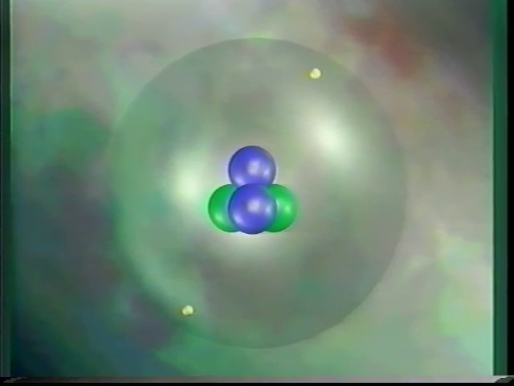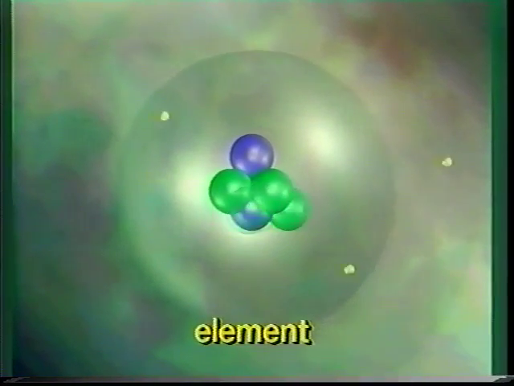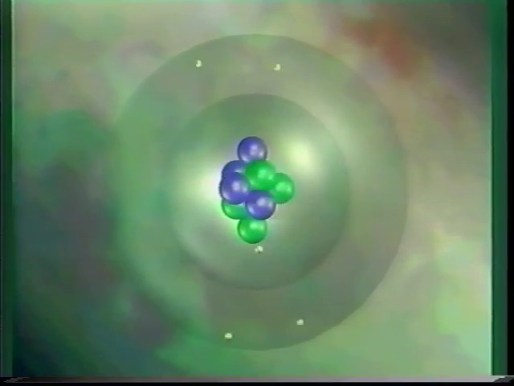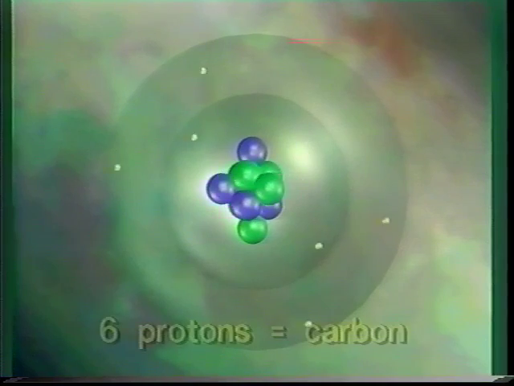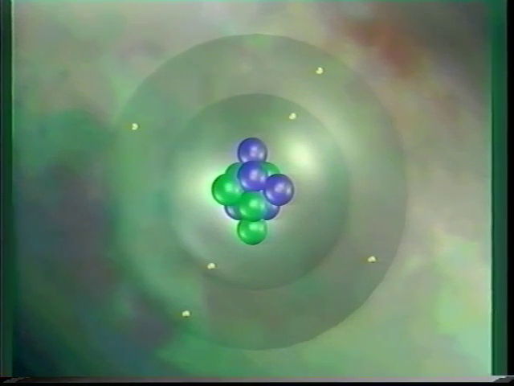Something that is made up of just one kind of atom is called an element. The number of protons in the nucleus of the atom determines what the element is. For example, any atom with a total of 6 protons is carbon. We say that the atomic number of carbon is 6. Atoms with different numbers of protons are different elements.